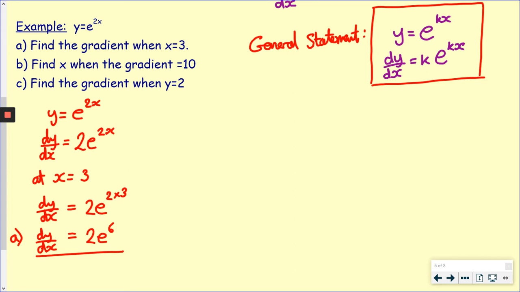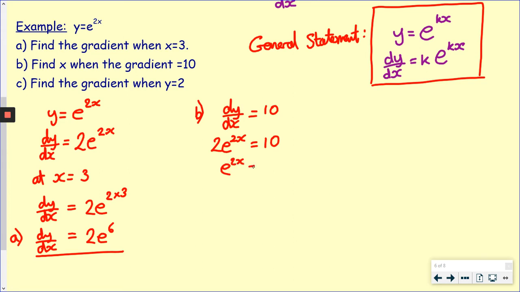What about finding the value of x when the gradient is 10? Let's have a go at that one. So here we know that dy/dx is equal to 10. So we can replace dy/dx with the differential that we've already found. And this now allows us to solve this. So let's rearrange and solve.